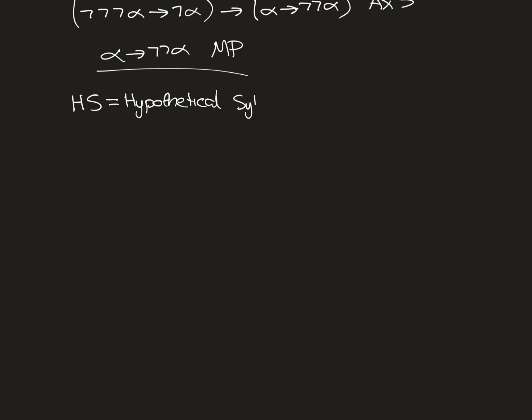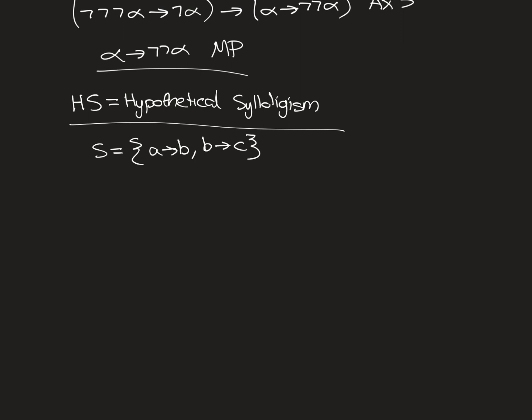Hypothetical syllogism. Apologies if that's spelt wrongly. So this is a really complicated name for something that's really simple. It is that if you have the two premises, so my set of premises is going to contain that it is true that alpha implies B, A implies B and B implies C, then from that it is provable that A implies C. And this is obviously really common sense.